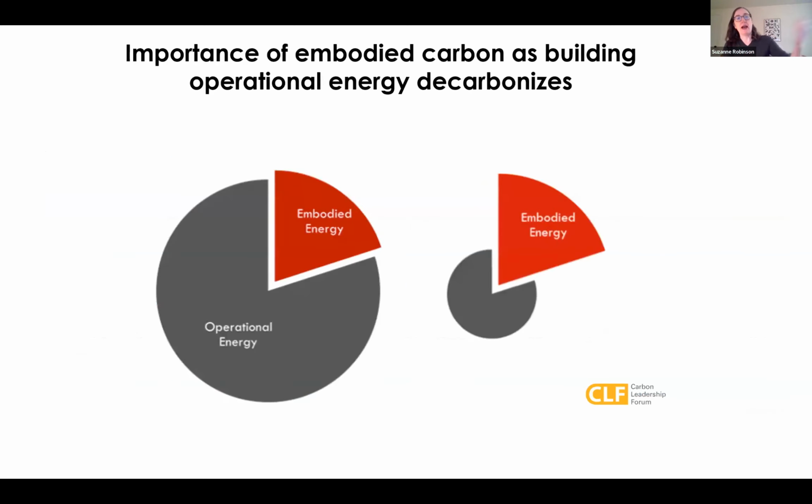When we're looking at embodied carbon, the importance of embodied carbon is being recognized. This is from the Carbon Leadership Forum's website, some of their graphics. They're showing that in our current state, embodied carbon is a decent-sized piece of the total carbon pie of a building. But as we green the grid and have higher efficiency buildings, the operational portion is going to reduce, making the embodied carbon component of a building much larger. So that's why it's very important to focus on both.